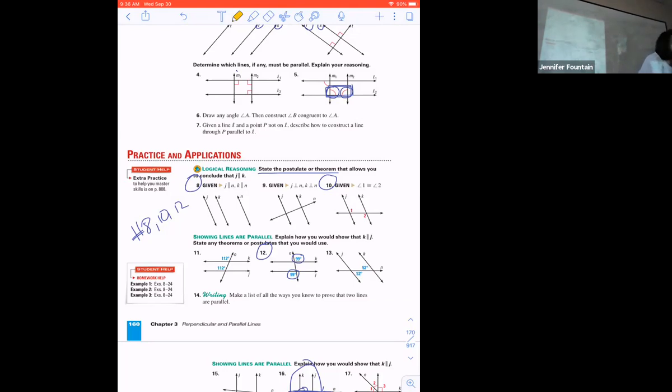On some of the problems I just write the first letter, like A, E, because I couldn't fit everything. You could do ALT for alternate, EXT for exterior, your angle symbol for angles, and CONV for converse. Figuring out that shorthand method is just fine. All right, so that was 8, 10, and 12.